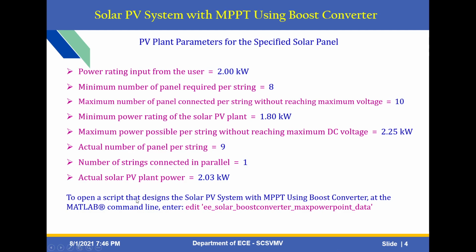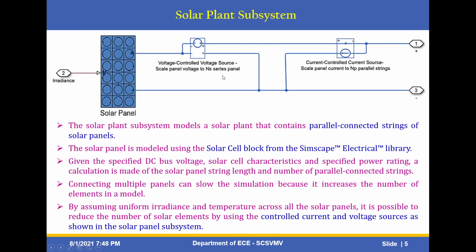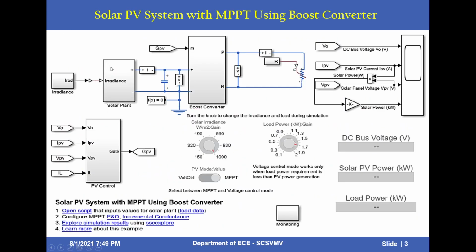And this is a description of how to open a script that designs the solar PV system with MPPT using this boost converter. You can enter the command in the command line, and we will get the load data into the workspace. Then there are some subsystems: the solar plant subsystem, the boost converter subsystem, and then the PV control subsystem. First let us see the solar plant subsystem.